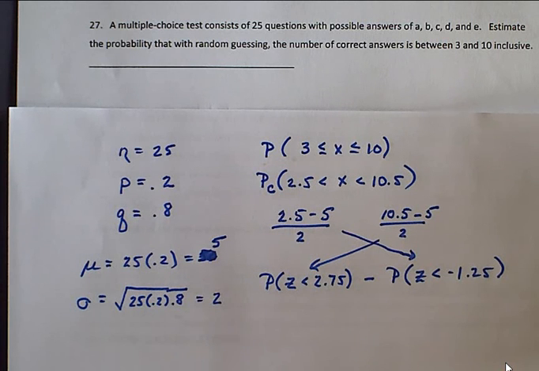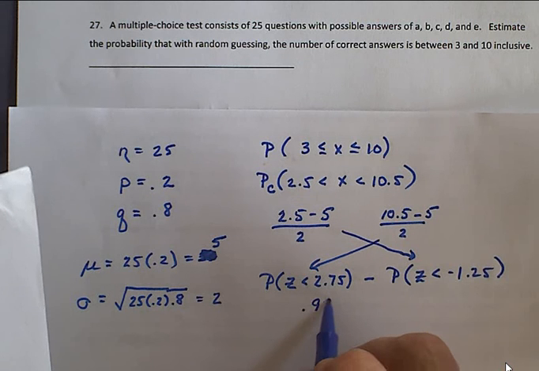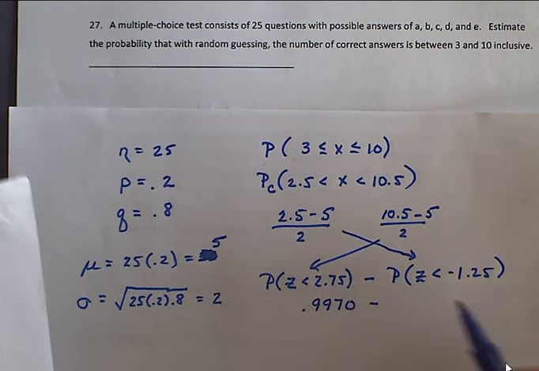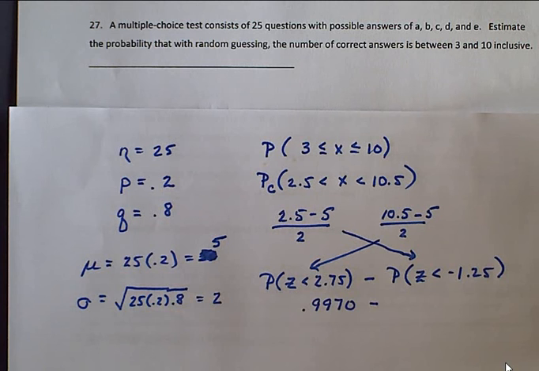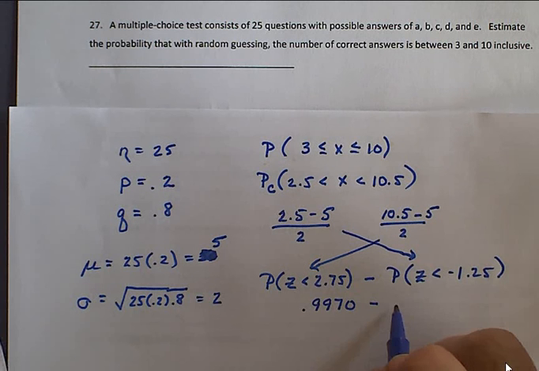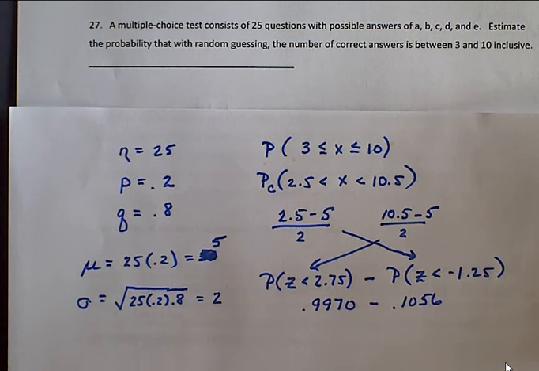So for 2.75, the probability is 0.9970, and for negative 1.25, it is 0.1056. So 0.9970 minus 0.1056.